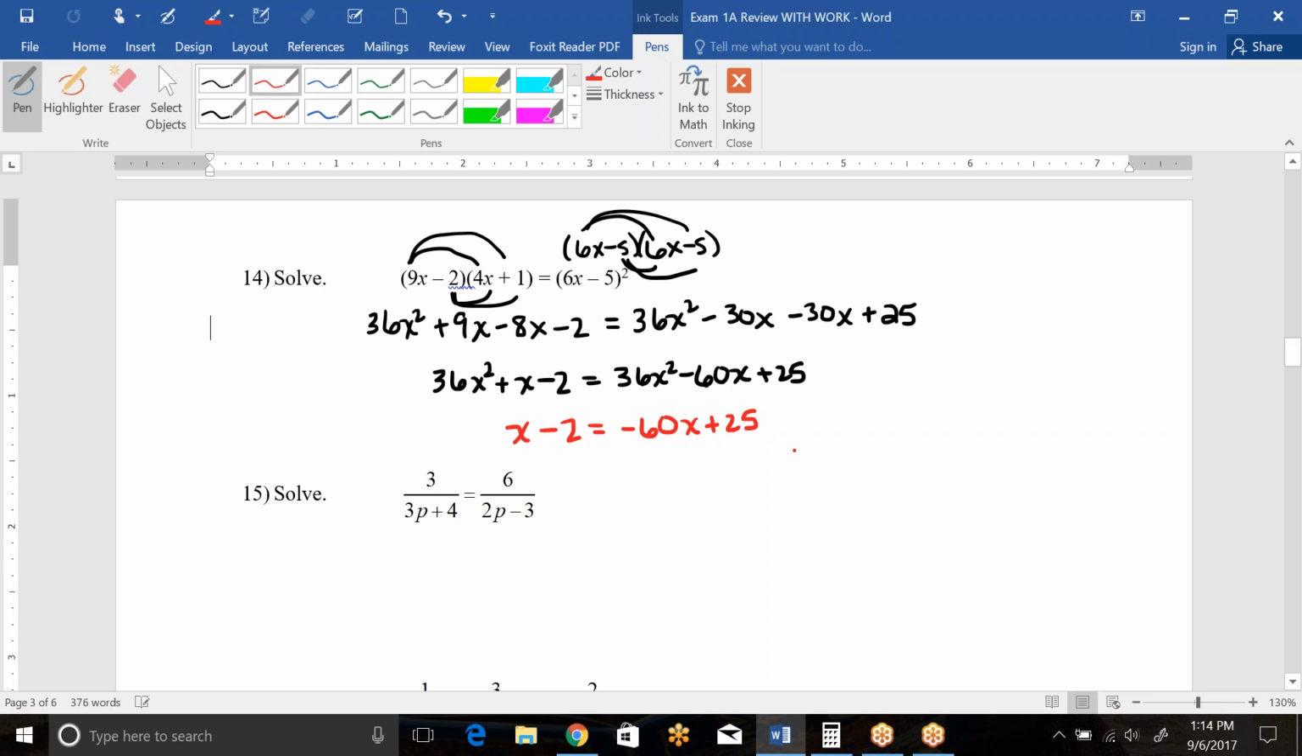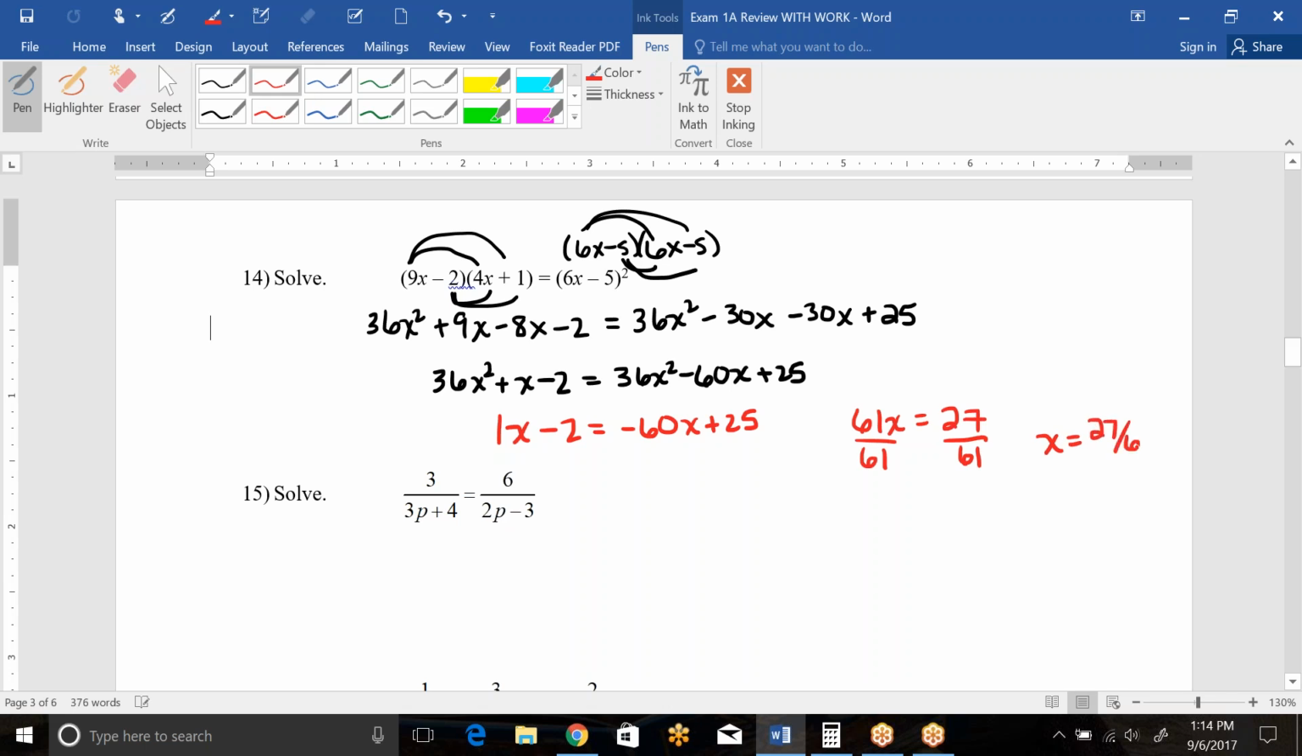So now we want to add the 60x over to the left side, and we'll want to add the 2 over to the right to try to get the x terms on one side and the non-x terms on the other side. So if we add over 60, that would be 1 plus 60, so that's going to be 61x. And then if we say 25 and then we add the 2 over, that's going to be 27. So then we would divide by 61 to get the x by itself.